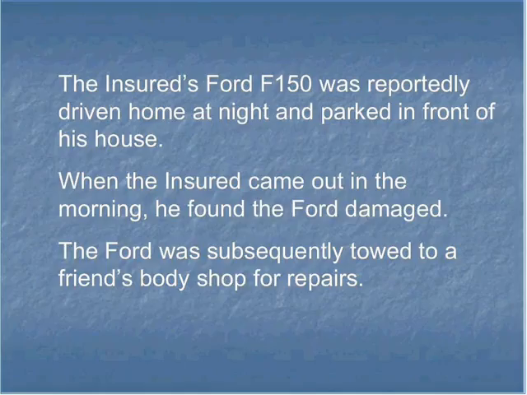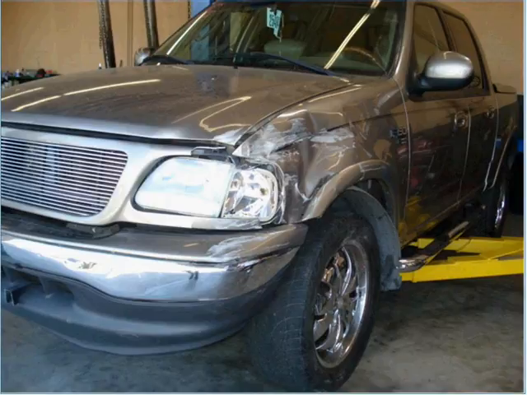And now we come to the Ford F50 as a case example here. The insured Ford F50 was reportedly driven home at night and parked in front of his house. When he came out in the morning, he found his Ford truck had been damaged. He subsequently had the Ford towed to his friend's body shop for repairs. So I was called out on this to take a look at this Ford and make a determination as to what the heck was going on with this car. How the damages, were they consistent with a vehicle that was parked and unattended in front of his house? The extent of the damages. So here's the Ford.